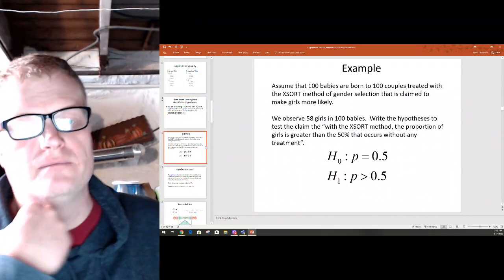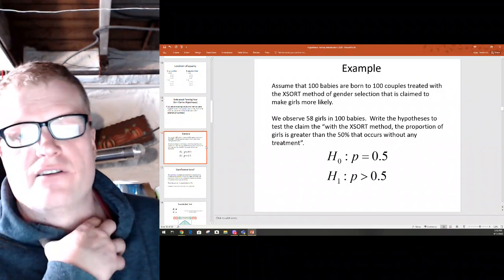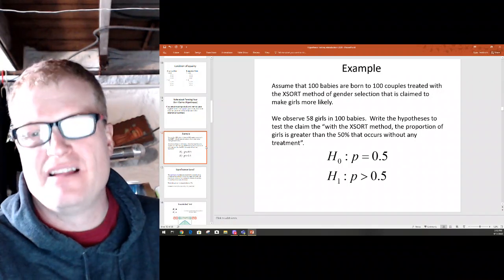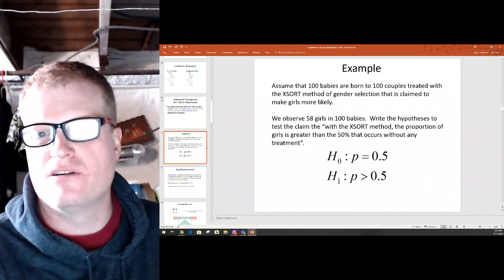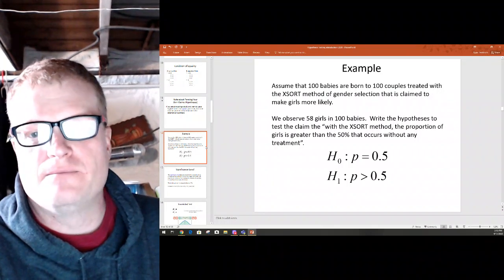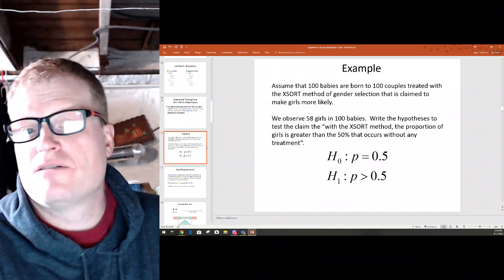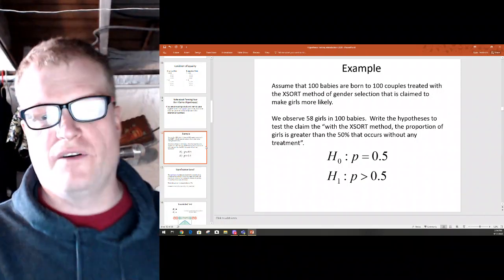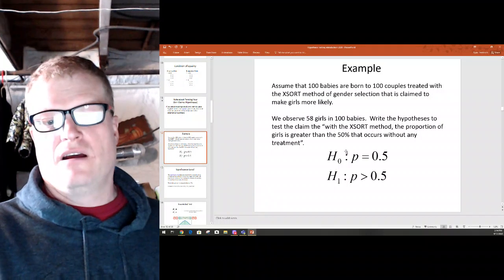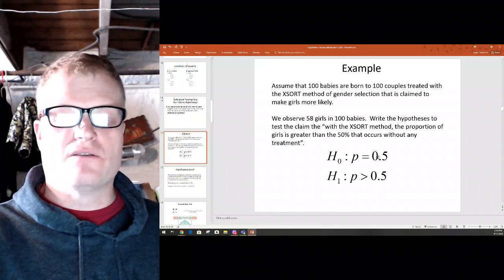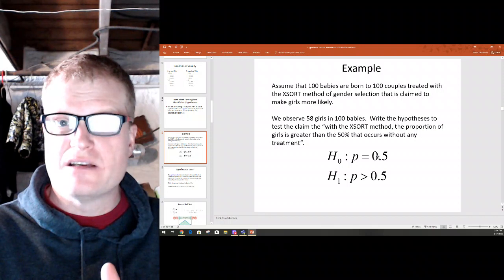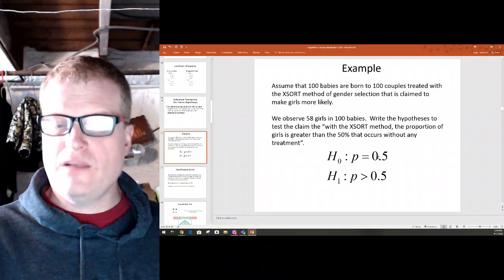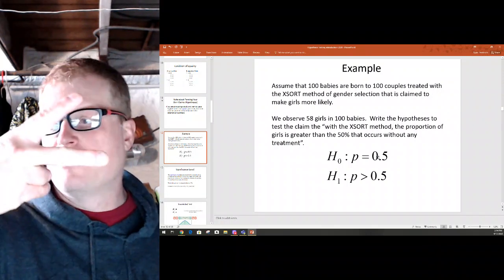Here's an example. Let's say that we're going to assume 100 babies are born to 100 couples treated with the XSort method of gender selection. That comes from the X chromosome, Y chromosome for gender. And it's going to claim that girls are more likely. So we're claiming that it's going to be greater than 50%. So our null hypothesis is P is equal to 0.5. Now your null hypothesis is always going to be an equal sign. It's always equals. And then our claim is that it's going to be greater than.